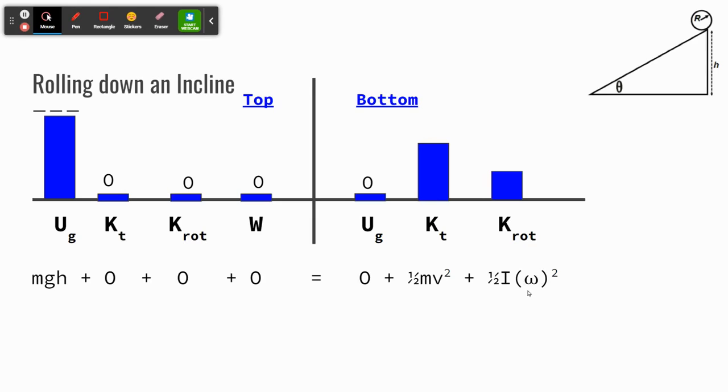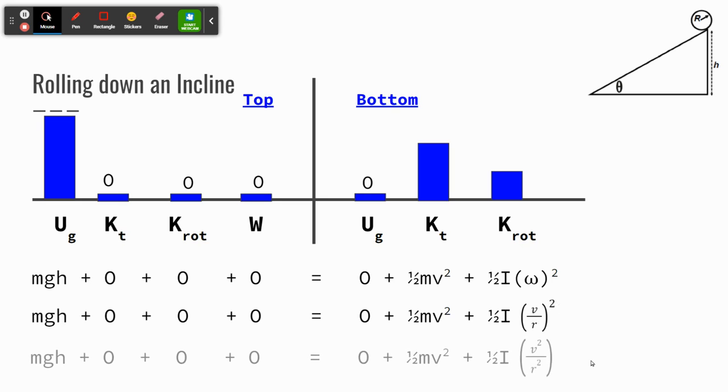And now instead of my angular velocity, I want to get a velocity in there. And so what I'm going to do is substitute in my velocity divided by r instead of my angular velocity. And then again, this is the other spot where people mess up, is they forget to distribute this squared in. So you're going to end up with v squared over r squared.